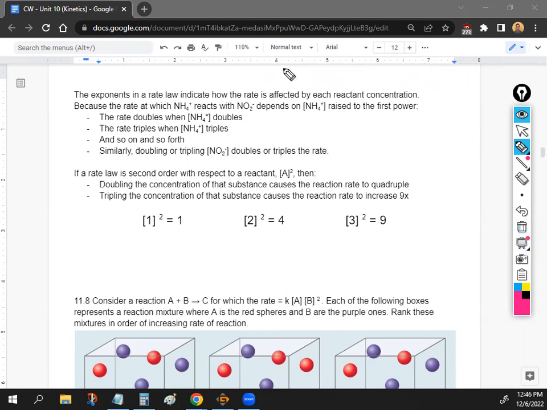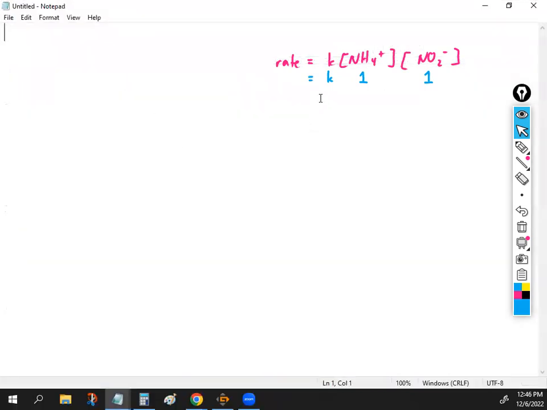So let's do a quick example. Let me just rewrite it, and then we'll put numbers in so you guys can visualize this. Okay. So NH4 plus. Okay, and NO2 minus. Let's say, for example, that the concentration, let's just do easy numbers. Okay, 1 and 1. So if we just do 1 and 1 for these, that means that if the concentration of ammonium and nitrite is 1, the rate is just going to be 1K. Make sense? K times 1 is 1K.